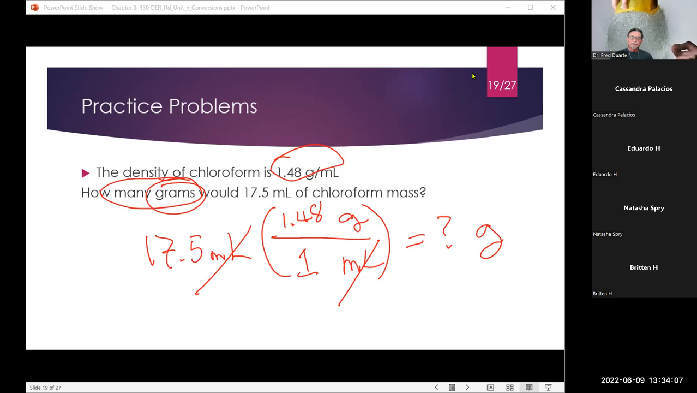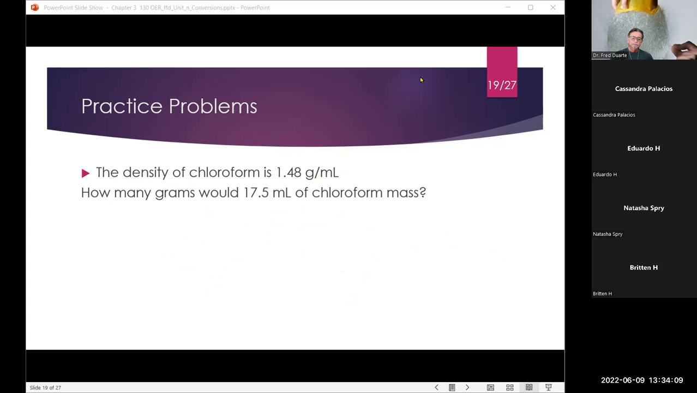Okay, let me clear this up. So we got 25.9 grams of chloroform. Notice our units cancel here, milliliters, leaving us units of grams, which is what we are looking for in the problem.